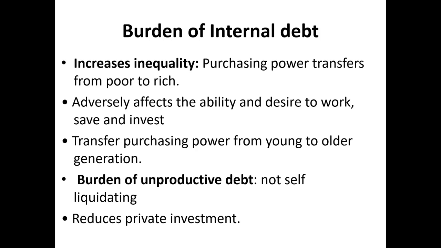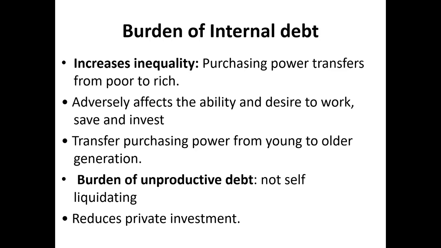How come? Because when the government imposes taxes for the repayment of the debt, especially internal debt, who is getting the benefit? The persons who have given the loan are getting the benefit. So, taxing the poor people, those who cannot take a government bond, they are also taxed in order to repay the debt. So there is a transfer of purchasing power from poor to rich, and it adversely affects the ability and desire to work, save, and invest.